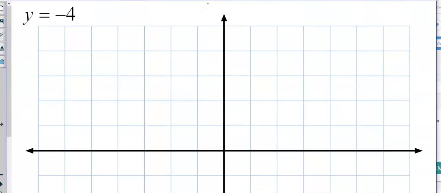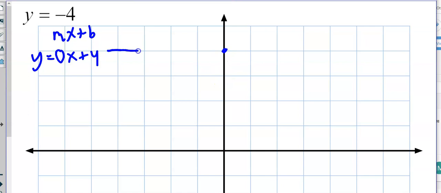Y equals -4. This is kind of weird because it doesn't seem to have a slope, or at least, if you think about mx plus b, there's not an x value there, right? So what would m have to be if x just disappeared? It seems like this is the equation: y equals 0x plus -4. So it does have a y-intercept, 1, 2, 3, 4, of -4. But the slope is 0.